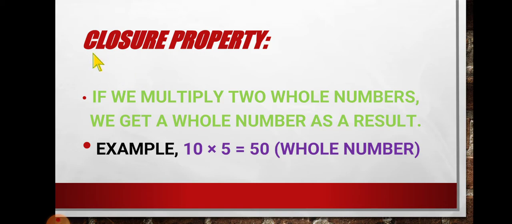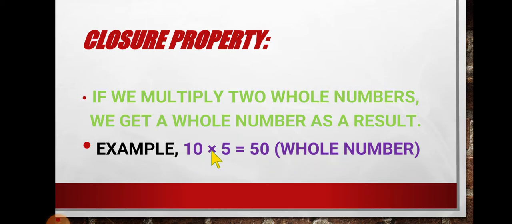Our first property is the closure property. What is the closure property? If we multiply two whole numbers, we get a whole number. It means when you multiply any two whole numbers, our result will always be a whole number.